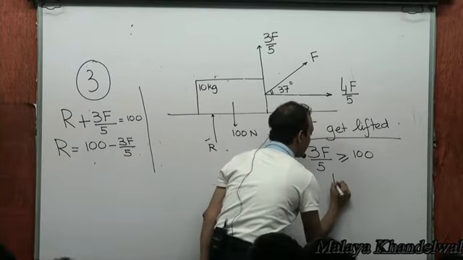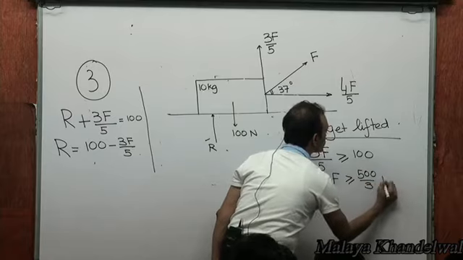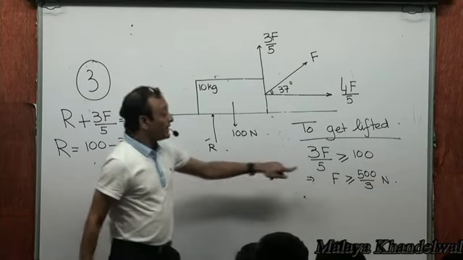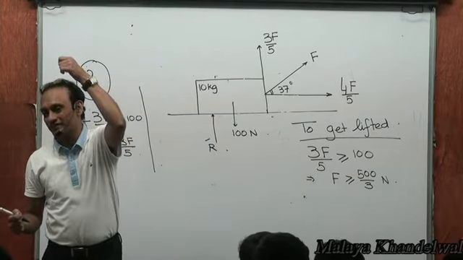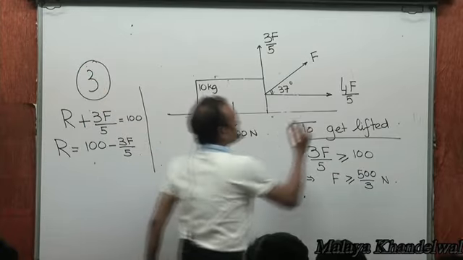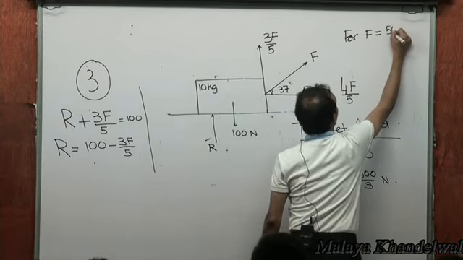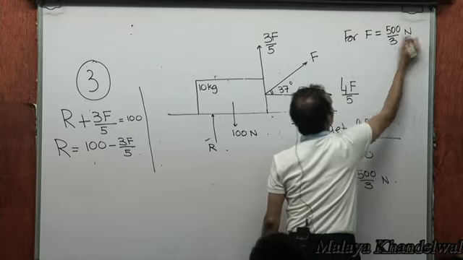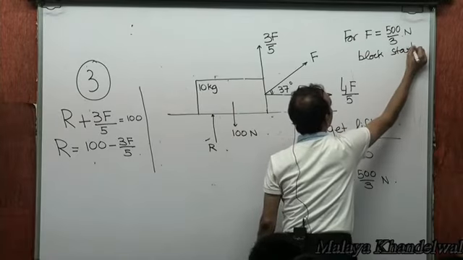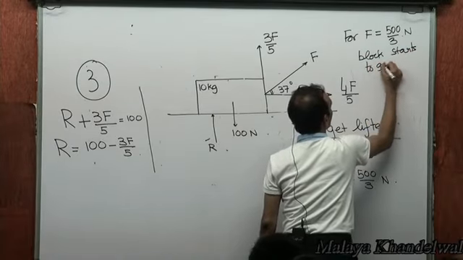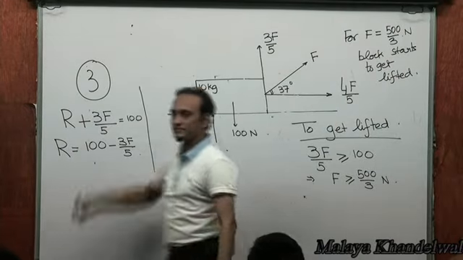That means F greater than or equal to 500 by 3 newtons. That means when F becomes equal to 500 by 3, the block will start to get lifted. Right? So, for F equal to 500 by 3 newtons, the block starts to get lifted.